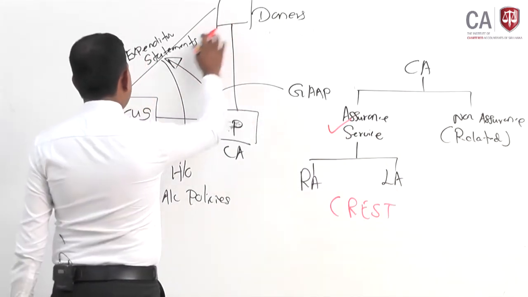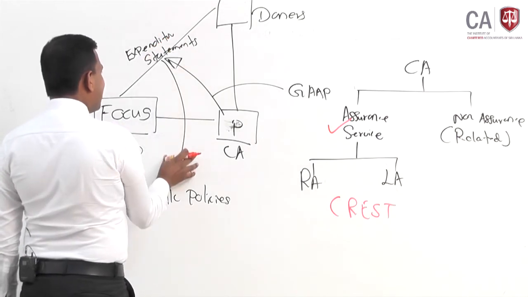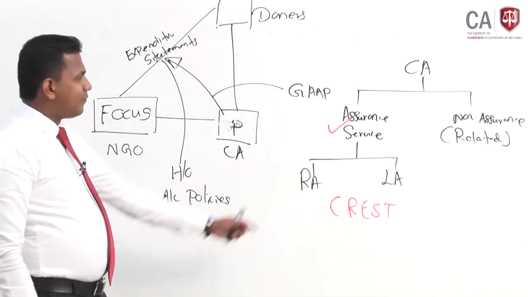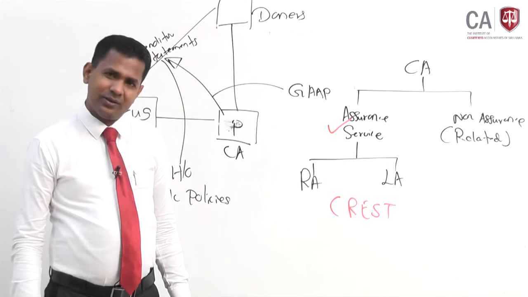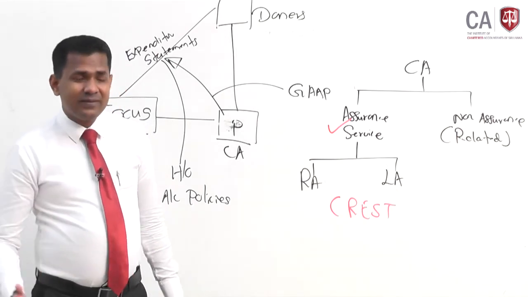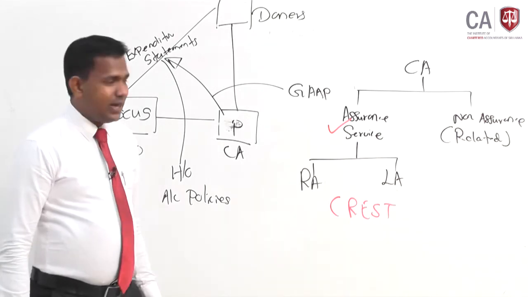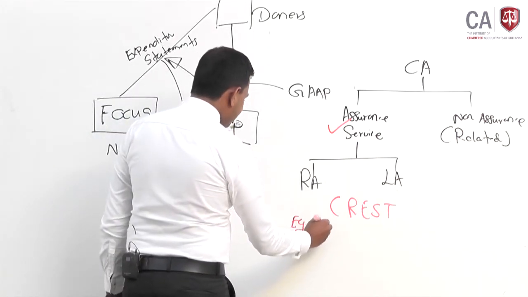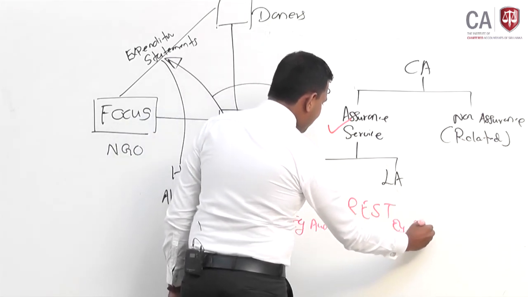So you can see a tri-party relationship, you can see a subject matter, you can see a criteria, you can see the evidences, you can see the reporting. So therefore you can take it under the assurance services, there is no doubt on that. Now you have to see whether it is reasonable assurance or limited assurance that can be taken. Under reasonable assurance, the example is audit, and for limited assurance, the example is review.